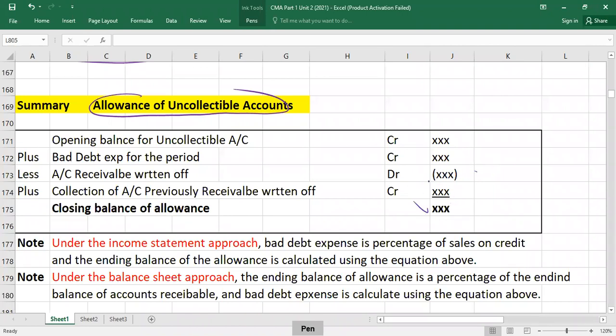Maybe now I'm changing. Maybe he told you all other things, but he's asking you to calculate the collection of account receivables previously written off. So you have to go reverse again. If any of the first four items is missing, you have to go reverse. If the fifth item is missing, you have to come straight. Right or wrong? Whenever you go reverse, plus will become minus, minus will become plus. Understood? This equation you have to strongly memorize.